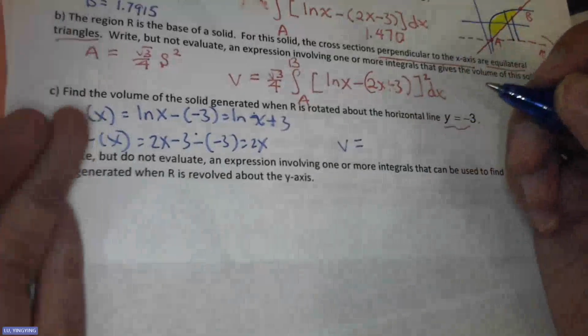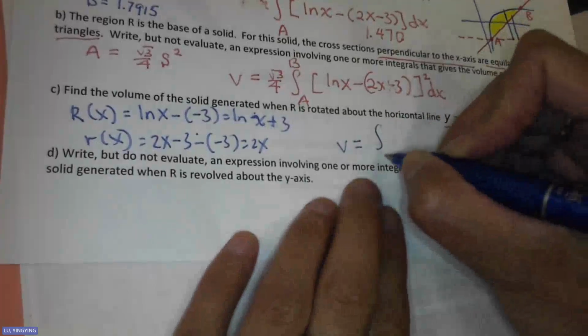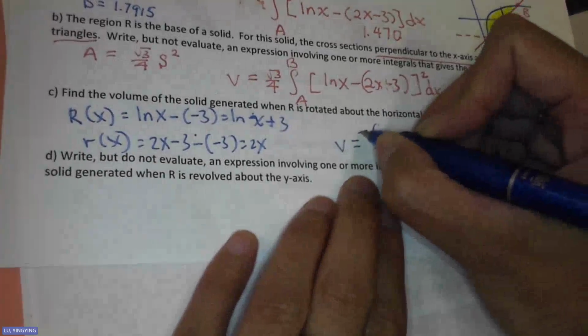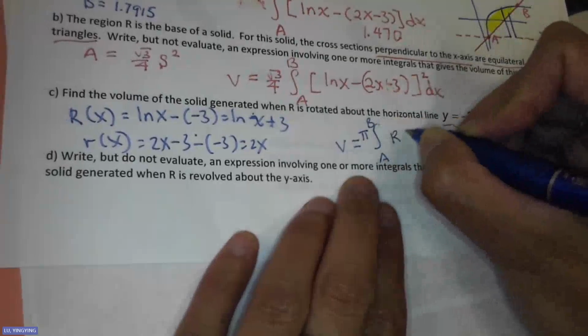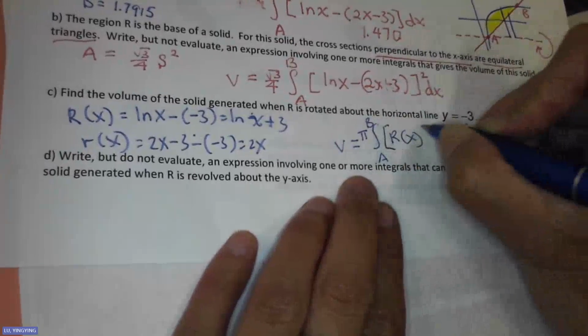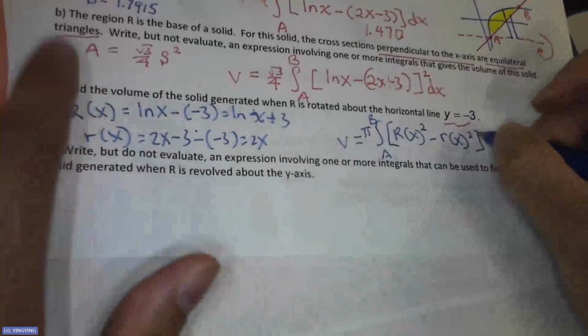Now remember, this is disc and washer. You do need pi, right? Without the pi, it's a square. It's not disc and washer. Pi from again a to b. You can write big R of x, just need a bracket though, squared, subtract r of x squared, as long as you define them.